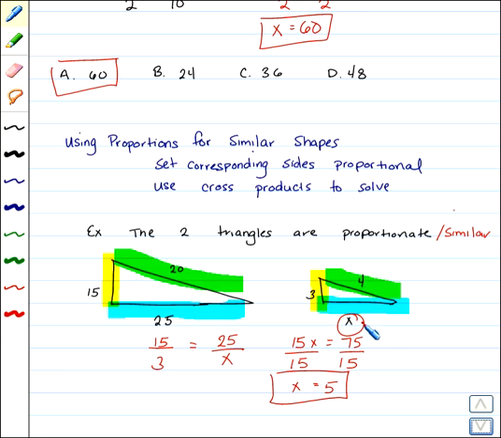So using our cross product property in proportions, we were able to find a missing side in similar shapes. So it's important to understand that a proportion just indicates that we have two equal ratios. And proportions carry with them a lot of really interesting properties, one of which we talked about, which is our cross-product property. So we can use that information to solve problems dealing with proportions and ultimately using our proportional reasoning.